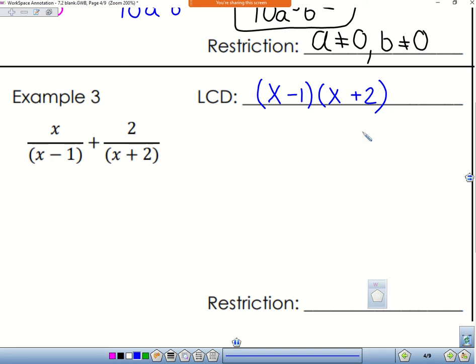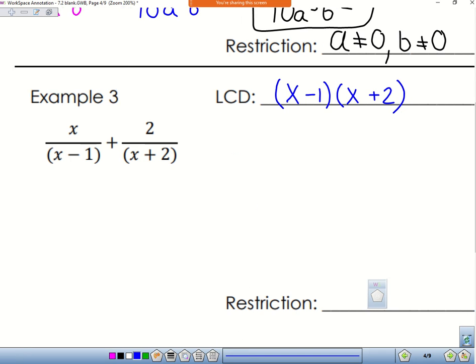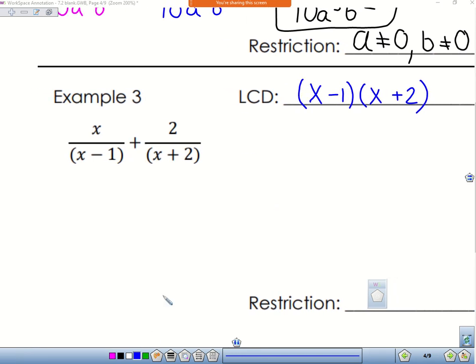So now that we have our LCD, we need to adjust our fractions. No, because then it'd be like a trinomial, right? If you actually multiply it together. It would, yeah. We're not going to multiply it together because in the end we might be able to cancel some stuff out. So you want to leave it factored as long as possible. Okay. So this one right here, we're going to multiply the top and bottom by x plus 2 because that's the factor this one doesn't have. And then which factor does the second fraction not have? X minus 1. The x minus 1.